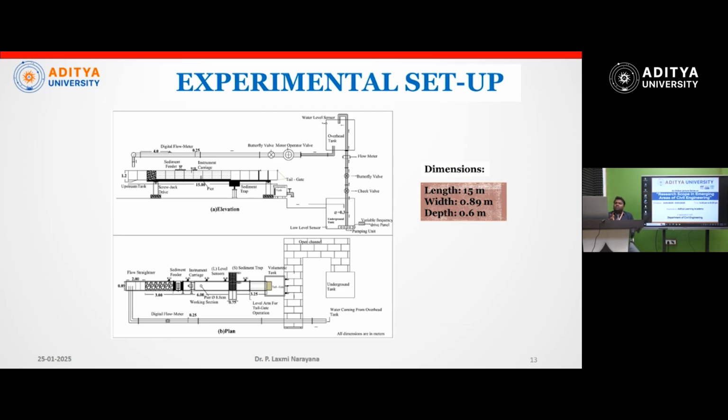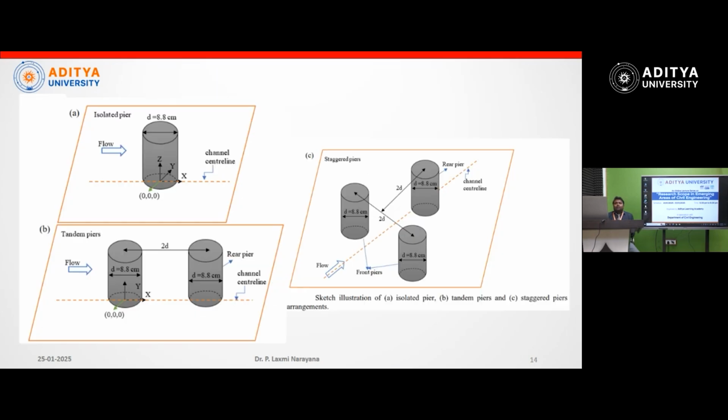On the screen we can see the elevation and plan of this experimental setup. We have a 6 meter long experimental section. Initially we covered it with big boulders to develop the flow, then small size and again smaller size, and then the sediment bed has been kept, and in that sediment bed my bridge piers will be placed. This is the schematic of the experimental setup.